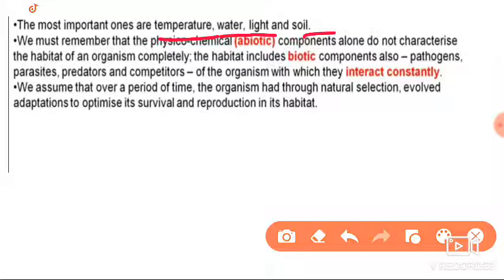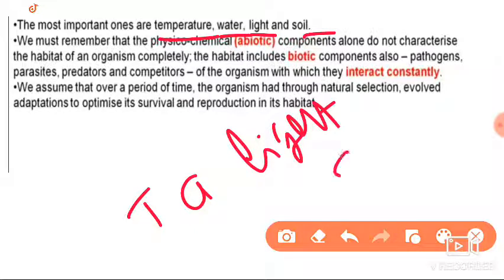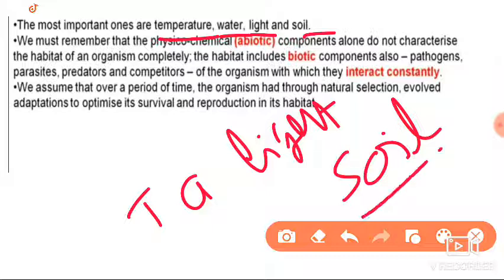These are the most important abiotic factors present in the environment: temperature, air, light, and along with that you can see here soil. These are the most important abiotic factors, and these one by one we will study in the later classes.